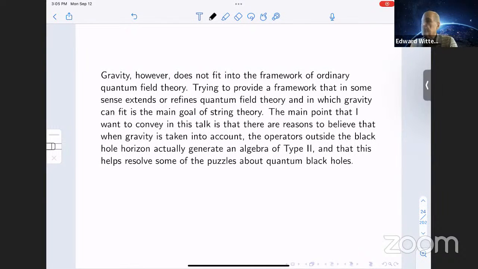But anyway, for today's talk, the main point I want to convey is that there are reasons to believe that when gravity is taken into account, operators outside the black hole horizon actually generate an algebra of type 2, not type 3 as in ordinary quantum theory. And this helps resolve some of the puzzles about quantum black holes.